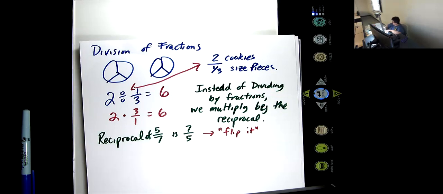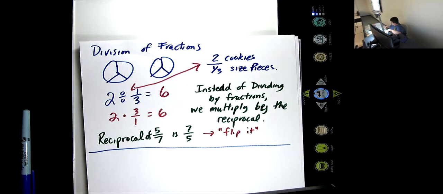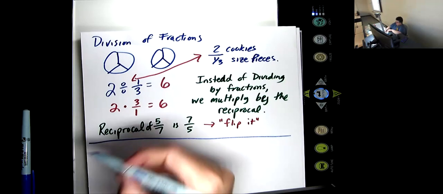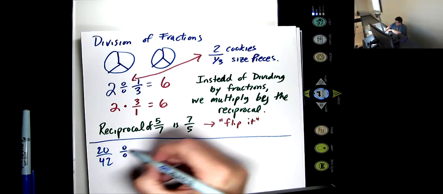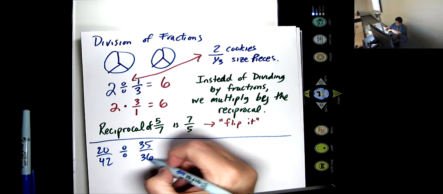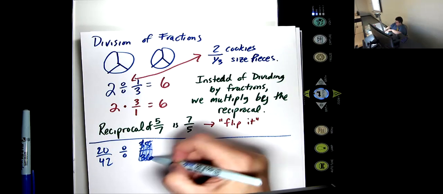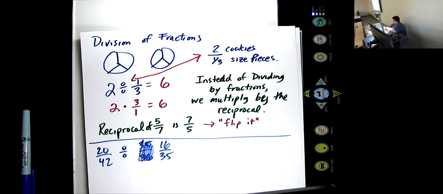Let's look at an example. Have a good example here. 20/42, we had these numbers a second ago. Let's turn this into division. Divided by 35/16. Let's change it up. What did I have last time? I had some 20s and 42s.